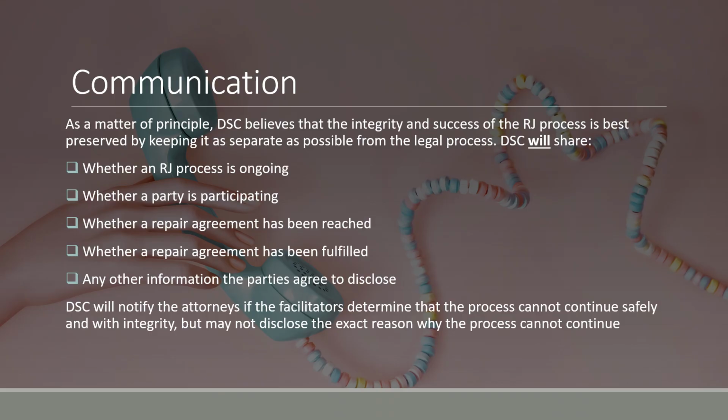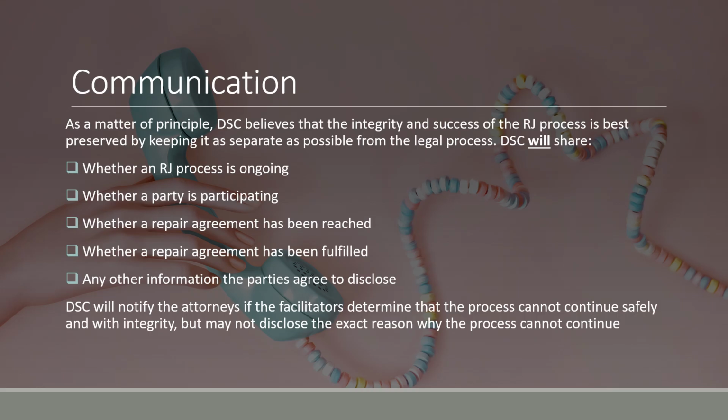One thing that the policies and procedures make clear, which I want attorneys to understand, is that I consider it my role to protect the integrity of the RJ process by trying to keep it as separate from the legal system as possible. This means that there may be questions you have about the process that I might not be able to answer for you.